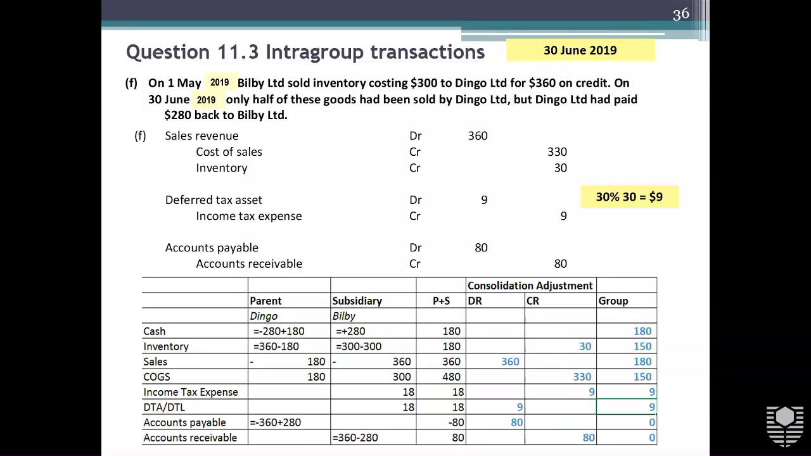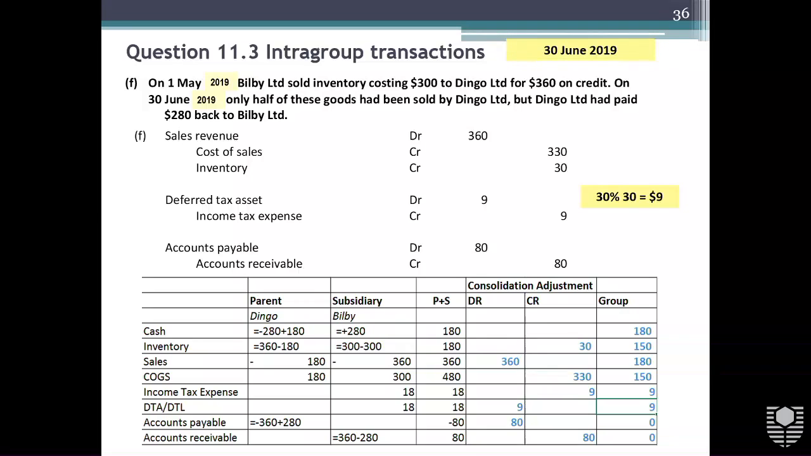All right, in order to get to that, let's do our adjustment. Our sales revenue, we need to minus out the original sale of 360. Right, that's what they sold it for. It didn't exist, so we're going to debit that sales revenue 360. Our cost of sales of 330, and our inventory is going to credit there by 30. So currently in the books 180. We need to get it to 150. We need to reduce it by 30.